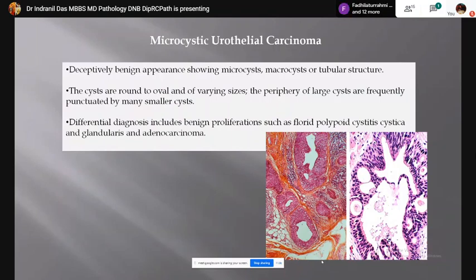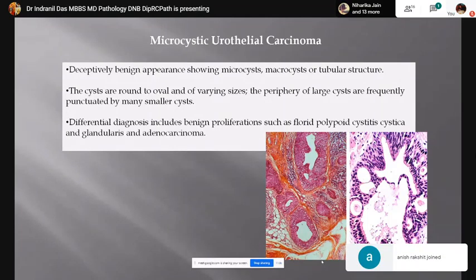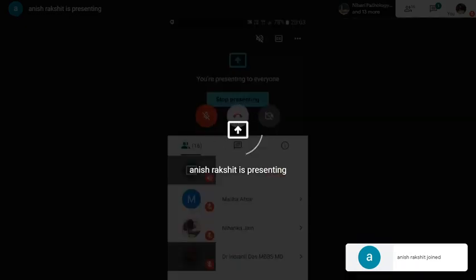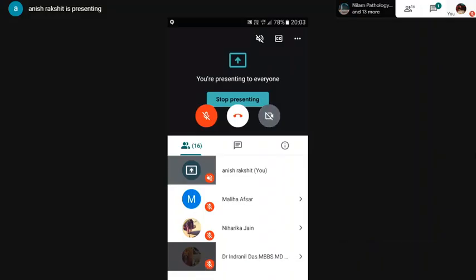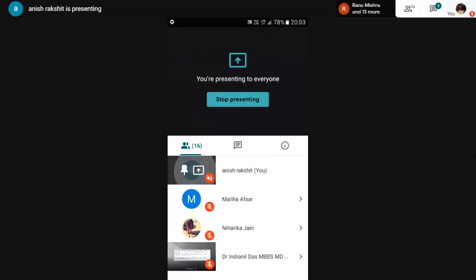This tumor may show a deceptively benign appearance. The cysts are usually round to oval, and the periphery of the larger cysts is frequently punctuated by many smaller cysts. The differential diagnosis includes benign proliferations such as florid polypoid cystitis cystica and glandularis, as well as adenocarcinoma of urinary bladder. Deep invasion of the bladder wall is usually present in the microcystic variant of urothelial carcinoma. This tumor may simulate prostatic adenocarcinoma with a Gleason score of 3+3, but this tumor is negative for prostate-specific markers, that is PSA or NKX3.1.